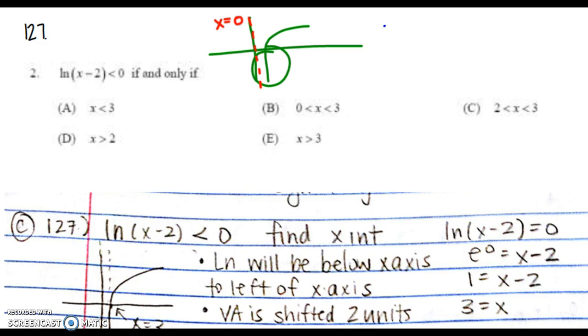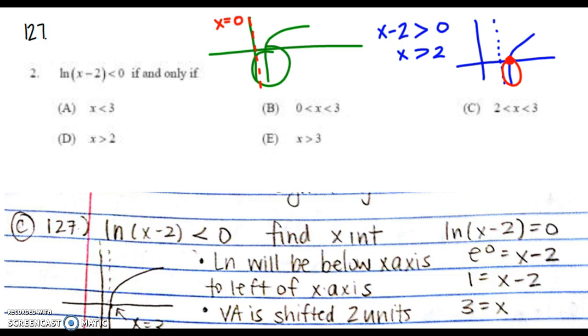So for your asymptote, when I have x minus 2, think of that like your domain. You can say it has to be greater than 0, so x has to be greater than 2. So on this one, we actually have shifted that asymptote over 2, and it's going to be hanging out like that. So we're looking at this region. So we now need to find our x-intercept.